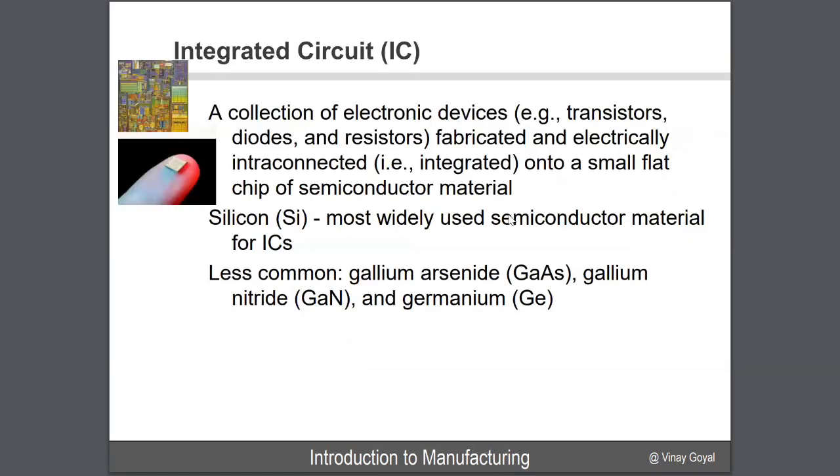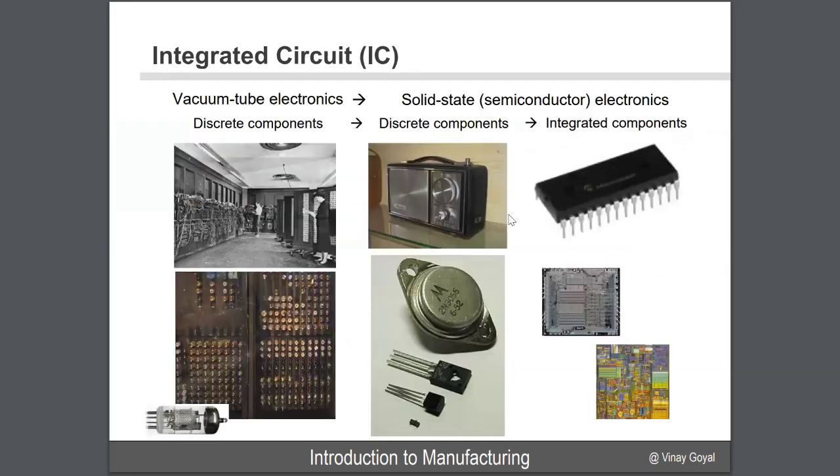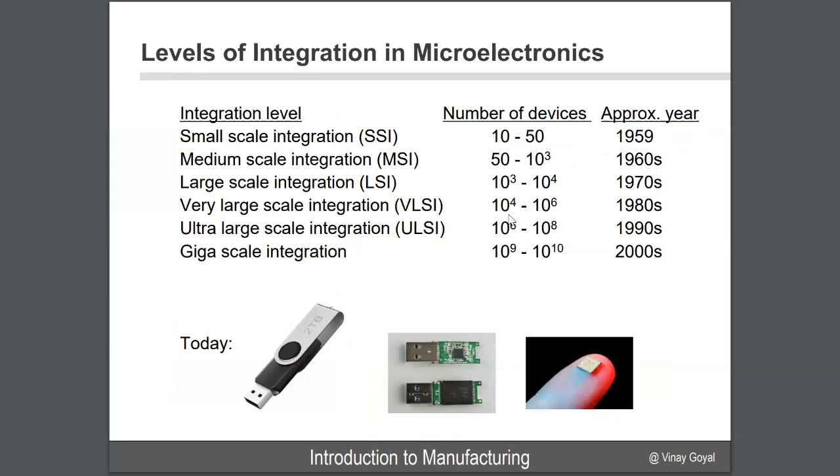So we talked about in general how integrated circuits are derived from silicon, which is the most widely used semiconductor material. That's what we use primarily to create the electrical interconnections required on this small flat surface. And we talked about the various applications, which everybody's aware of due to the extensive use of these components in electronics. We talked about the levels of integration in microelectronics. They can go from very small integration all the way to giga scale integration.